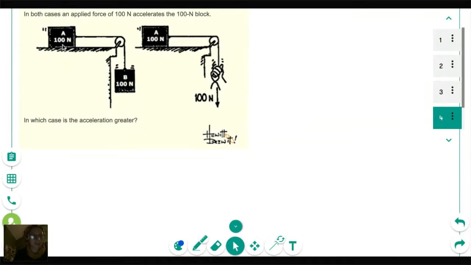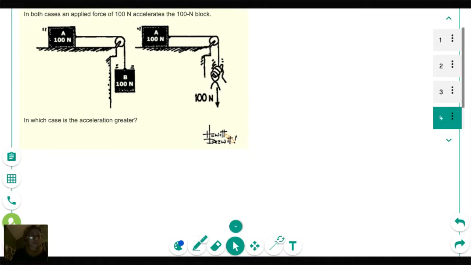So here we have two situations, and it says in both cases, an applied force of 100 newtons accelerates the 100 Newton block. So that's block A, the one that's being accelerated in both cases by another 100 Newton force. In the first situation, that 100 Newton force consists of another block. And in the second one, it consists of a hand that's pulling downward on the string that goes over the pulley. And the question is, in which case is the acceleration greater?